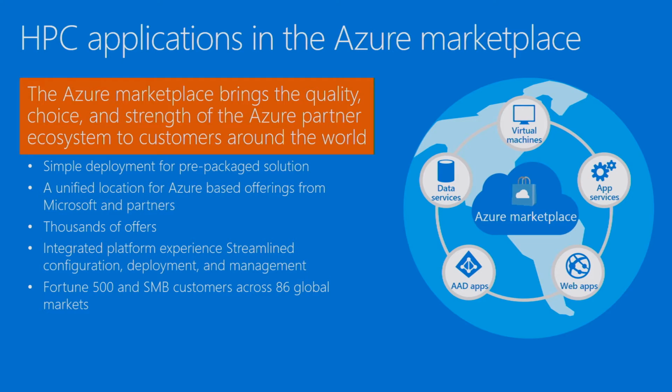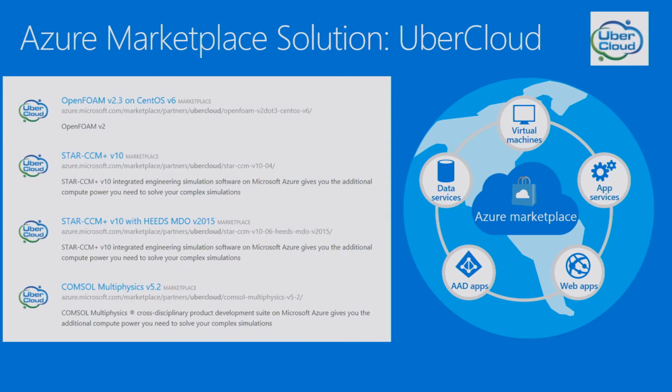And we are working with multiple ISVs, but one of the interesting ISVs is called UberCloud. It's a company out of the Bay Area, and they have 4 applications available in Azure Marketplace today. The first one is called OpenFOAM. That's a computational fluid dynamics code. I'm not an expert in OpenFOAM, but I'm going to show you how it looks once it's deployed.